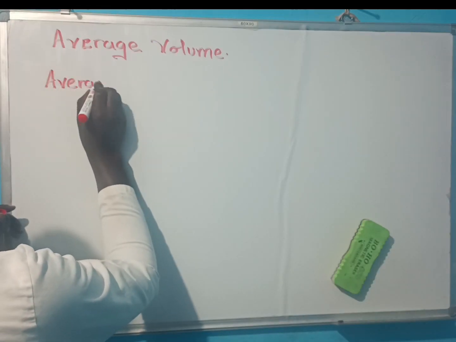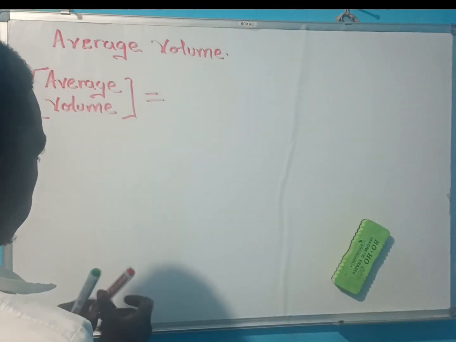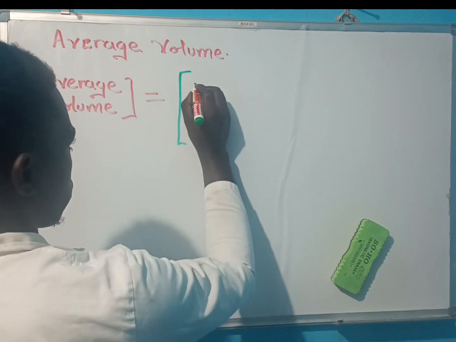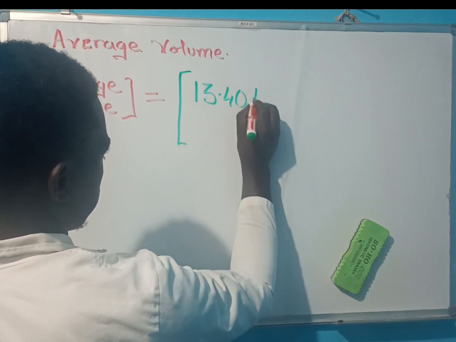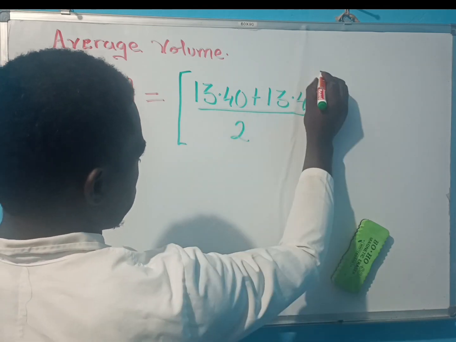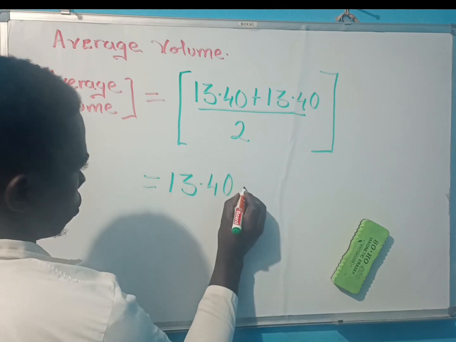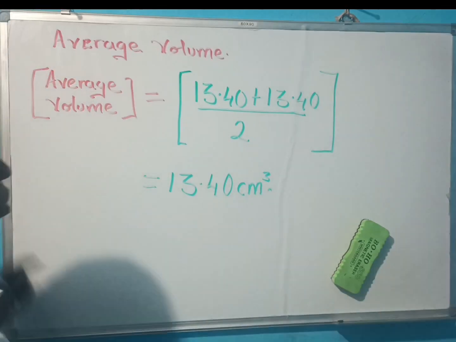Okay, let us determine the average volume of Fa3 used. The average volume of Fa3 is equal to (13.40 + 13.40) over 2, and this gives 13.40 cubic centimeters of Fa3.